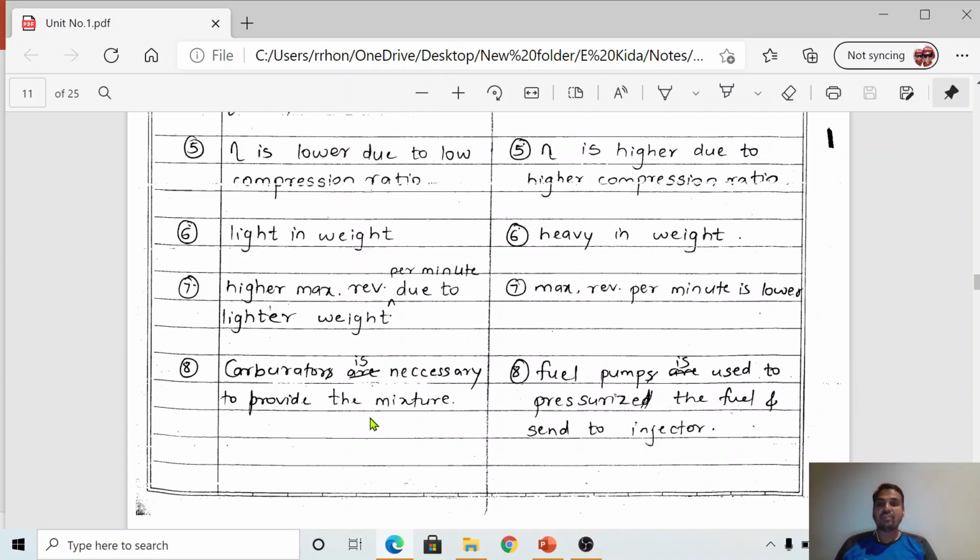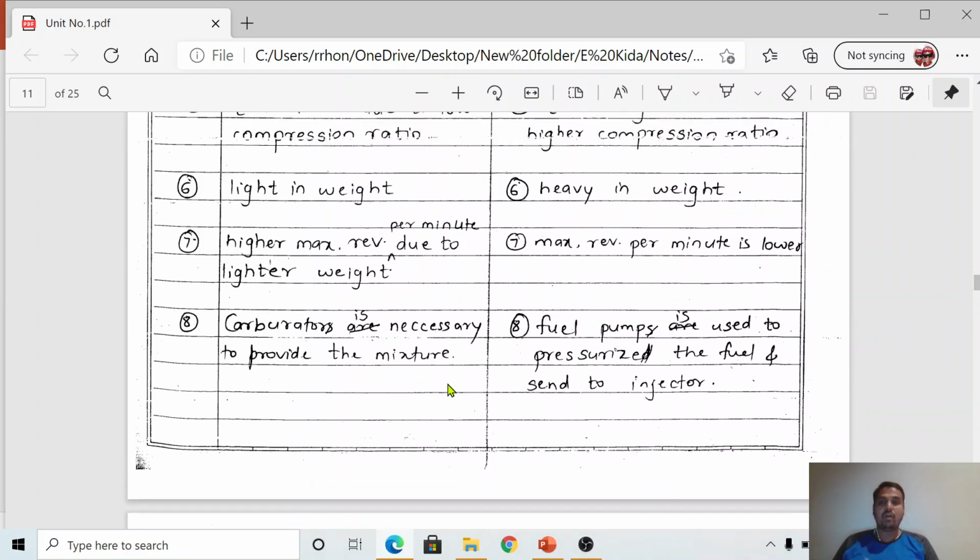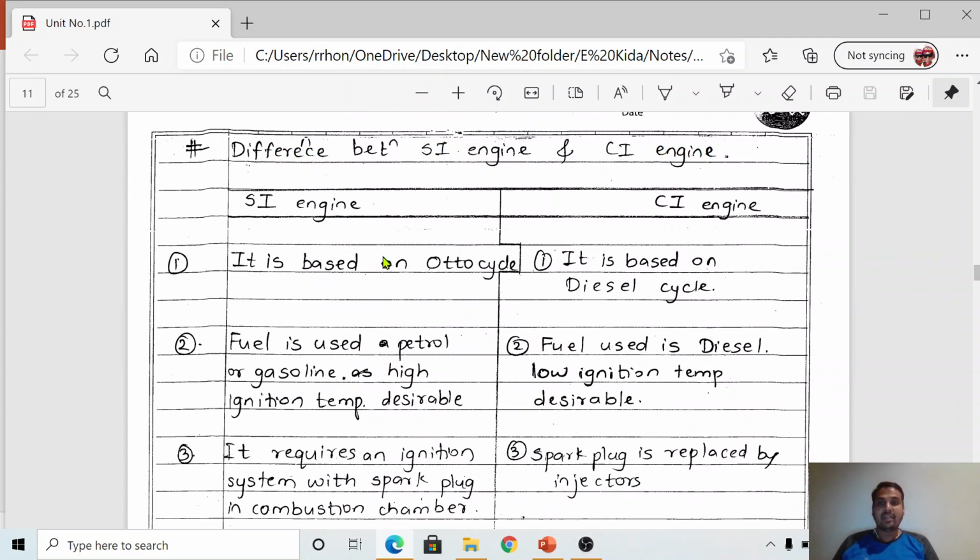When we talk about the last difference, difference number 8, or comparison number 8, in the case of SI engine, a carburetor is necessary to provide the mixture. Conventionally this is essential. Right now there is the latest technology in the market, but we are talking about the conventional difference. That's why the carburetor is necessary to provide the mixture in SI engine, whereas in the case of CI engine, a fuel pump is used to pressurize the fuel and send it to the injector. So these are the different comparisons, or differences, between the SI and CI engine.